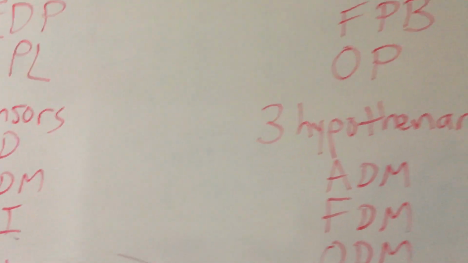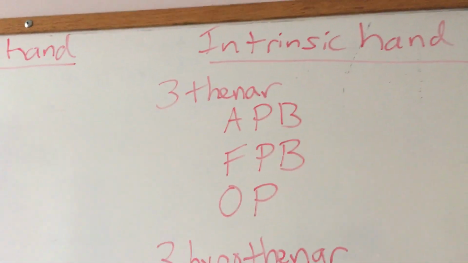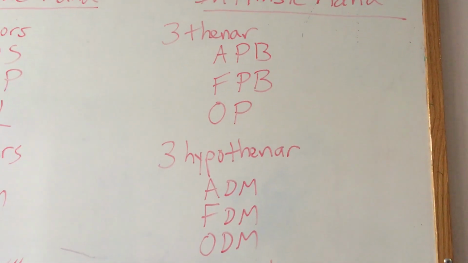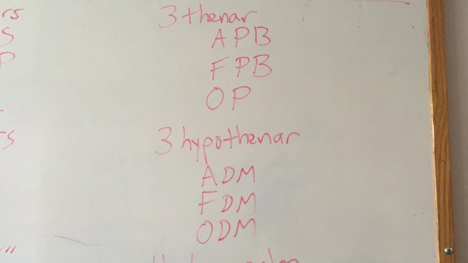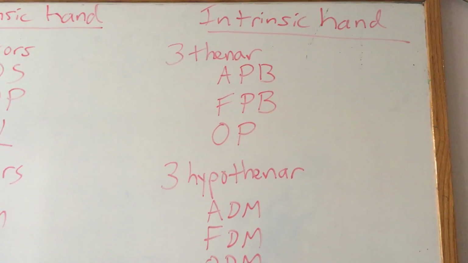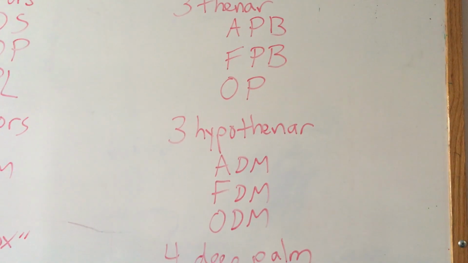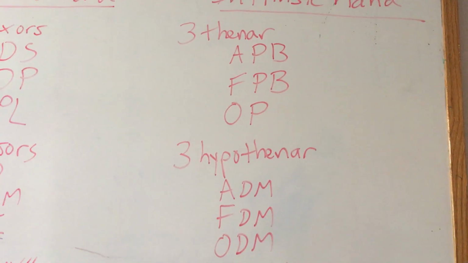Then we go inside the hand. We've got the final 10 muscles here. The thenar and hypothenar, you'll see, are the exact same initials to begin, A, F, and O, which stand for abductor, flexor, and opponens. The difference is on the thenar side, we'll have pollicis to move the thumb, hypothenar digiti minimi to move the pinky. The name tells you what it does.